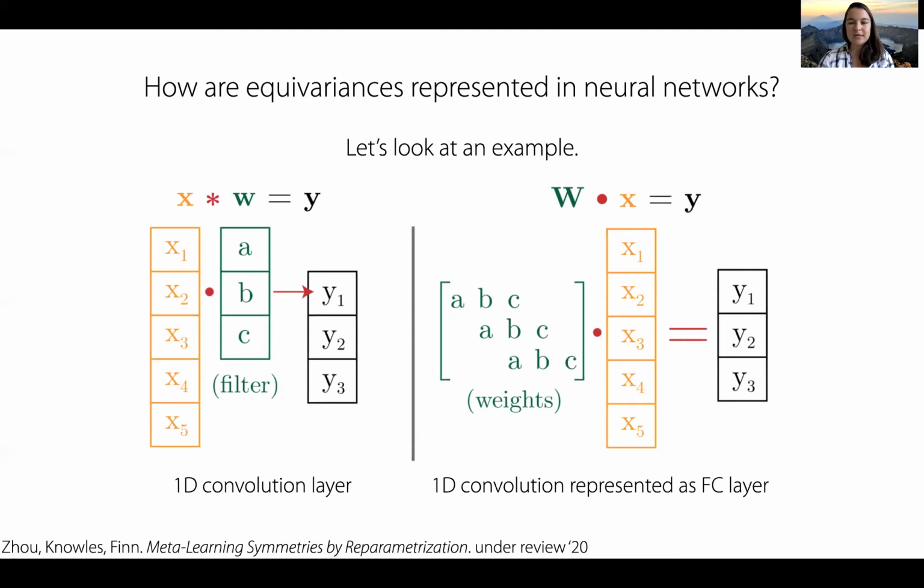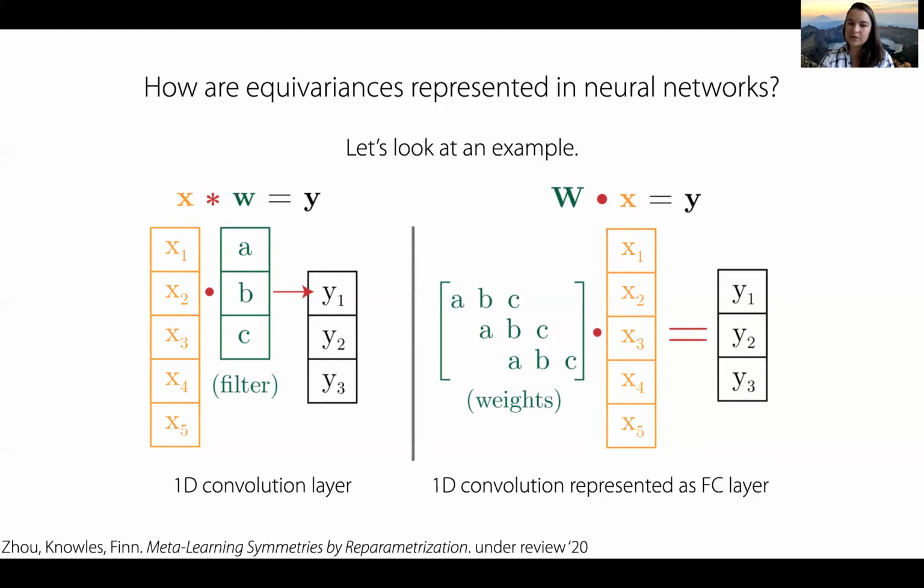Again, X and Y are the same as on the left, but now we're representing our weights, instead of as a convolution filter, as a fully connected weight matrix. And what we see is a matrix where ABC is copied multiple times in the weight matrix and the rest of the weight matrix is 0. So we have both this sparsity pattern as well as this weight sharing pattern.